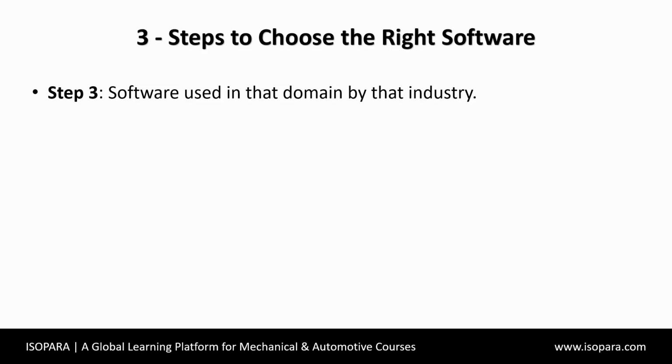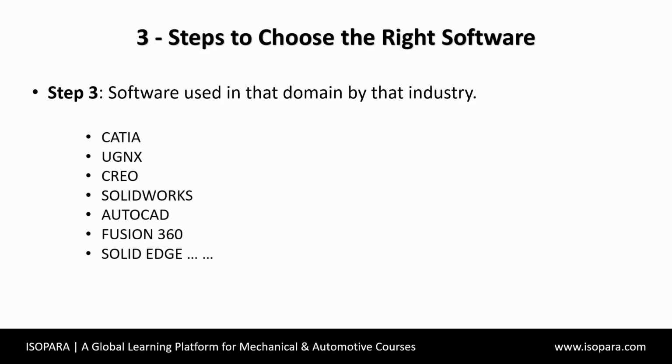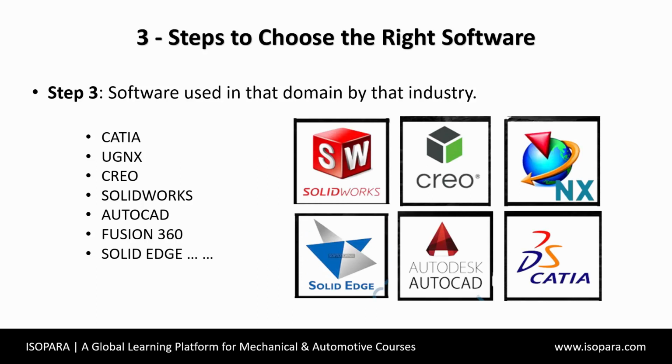Now the last step is step 3, that is, software used in that domain by that industry. Here you have to understand which software is being used by your selected industry type in your chosen domain, such as CATIA, UGNX, SolidWorks, AutoCAD, Fusion 360, Solid Edge, etc. Hence, these 3 steps help you in choosing the right CAD software to learn.